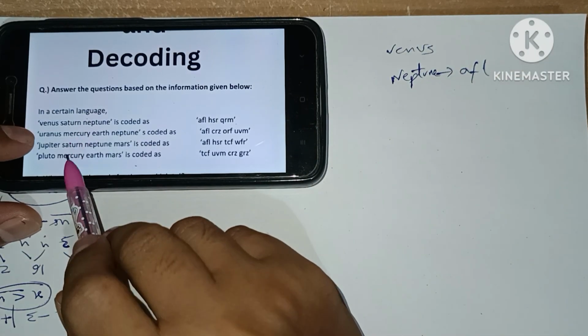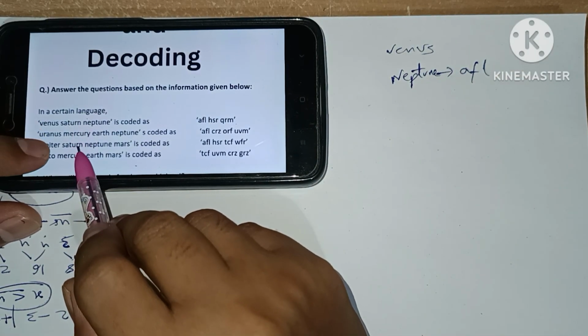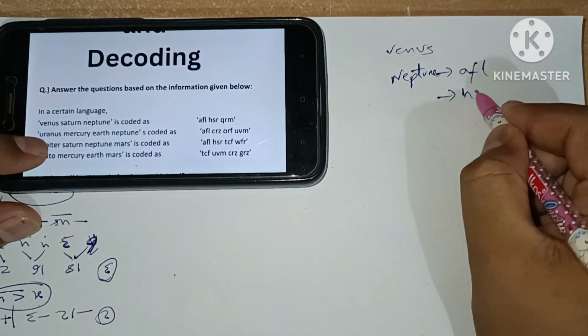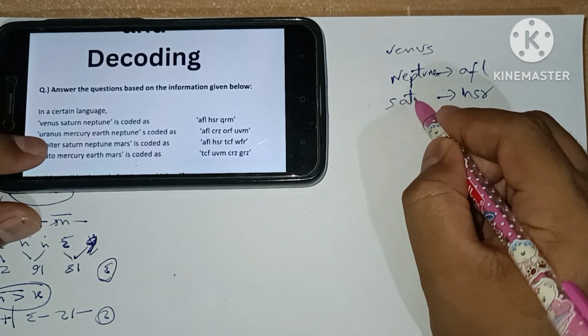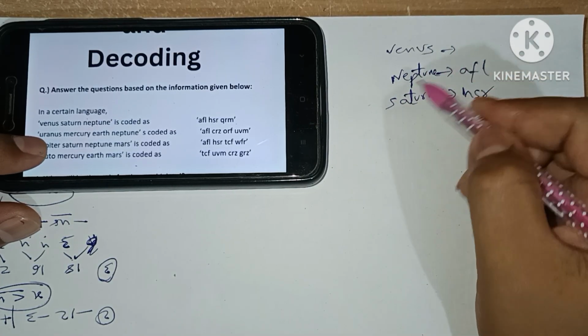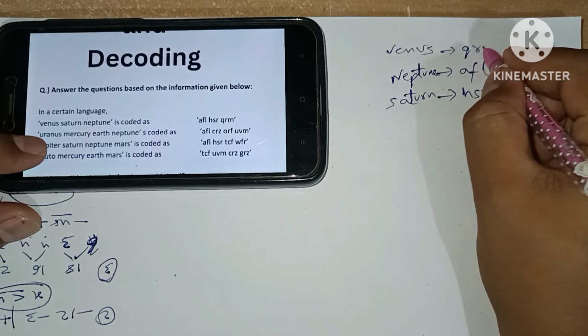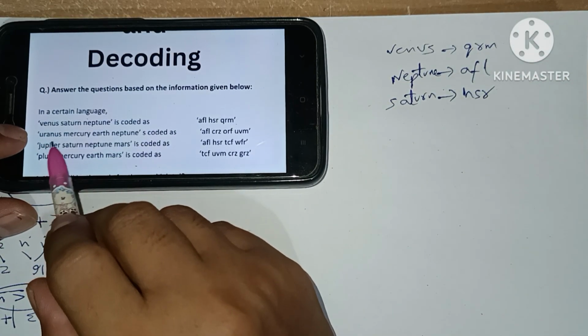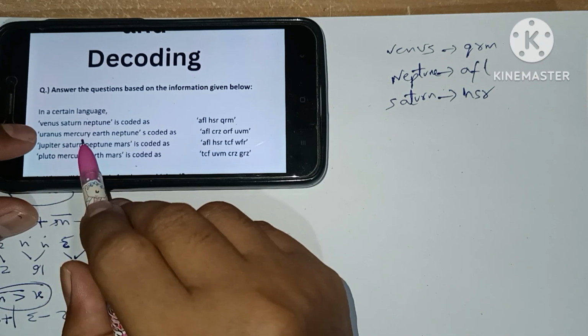So Saturn is common in these two. So the next common word is HSR. HSR is nothing but Saturn. So the only one word left, which is QRM, is nothing but Venus. Next, Uranus. There is no other Uranus, so it is an individual one.